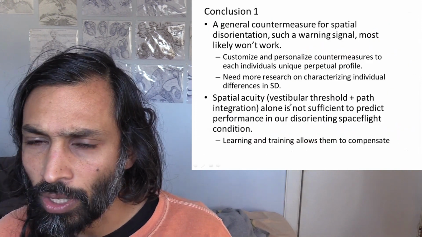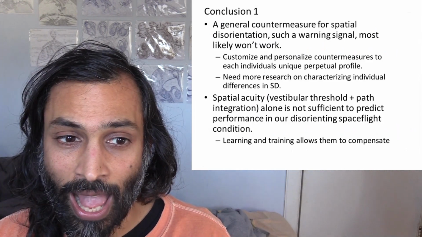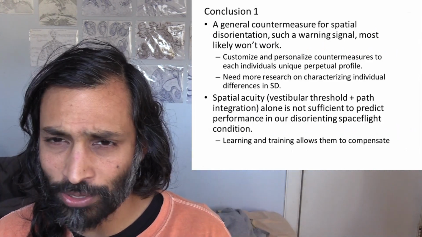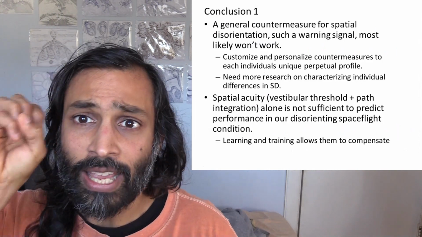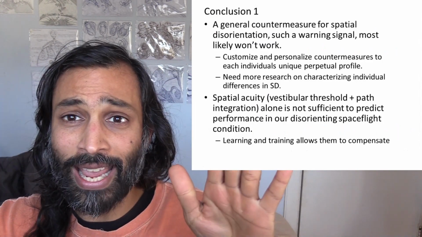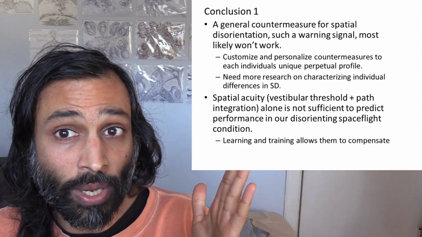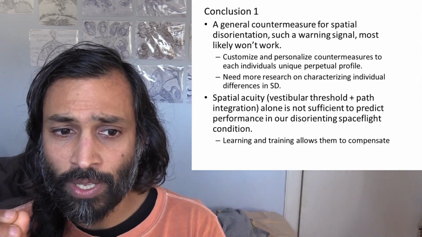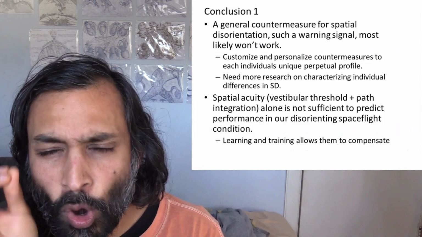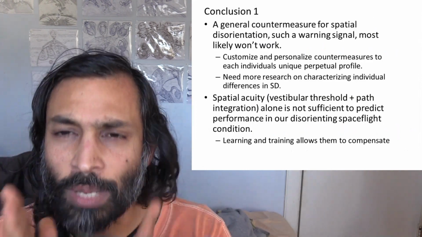Very unusual. Now the first general conclusion I want to make is that, in my opinion, a general countermeasure for spatial disorientation, like a warning signal, I don't think it's going to work. Because if a warning goes off and participant A thinks they're 180 degrees away and participant B thinks they're only 10 degrees away, their actions are going to be radically different. And so in my opinion, we need to have a customized and personalized countermeasure for every individual's unique perceptual profile.